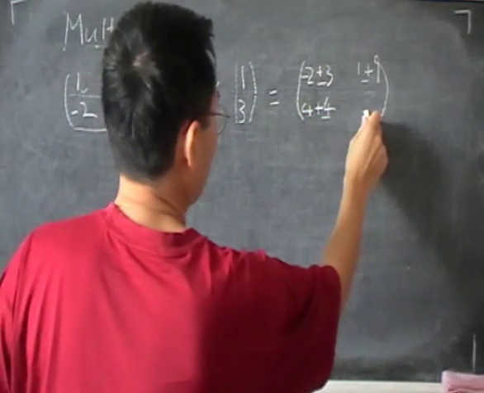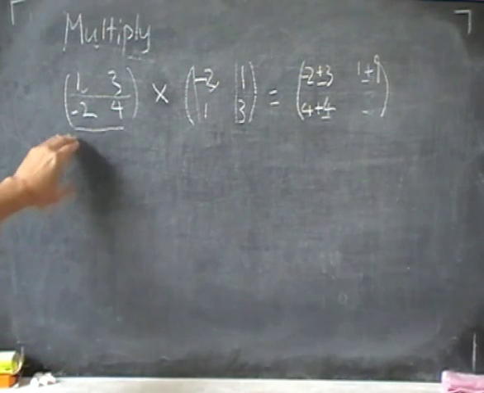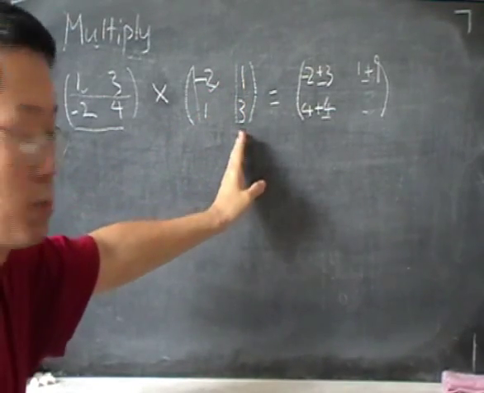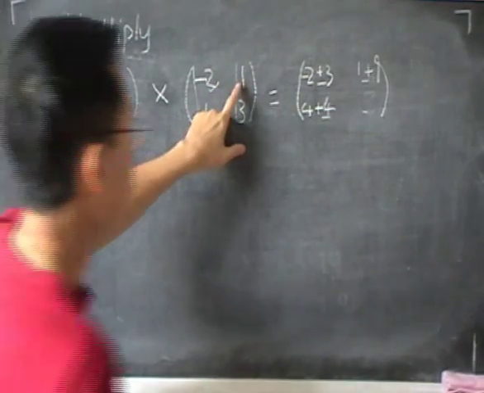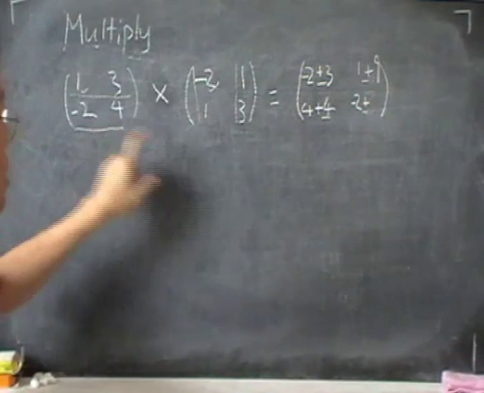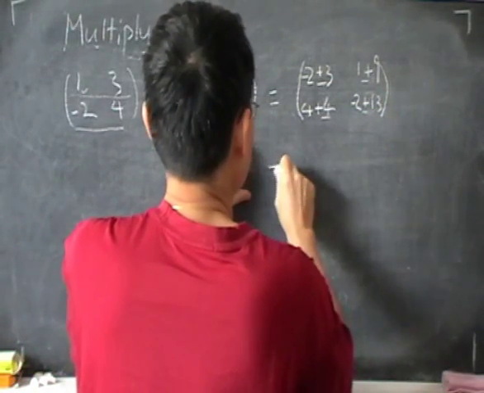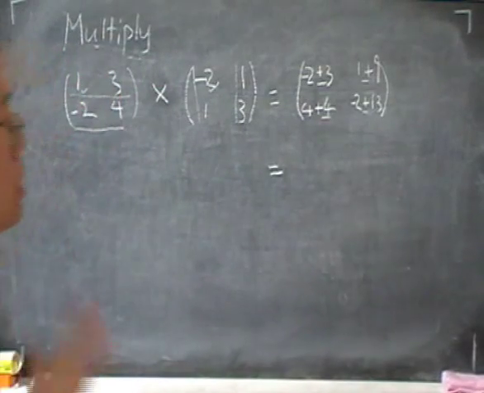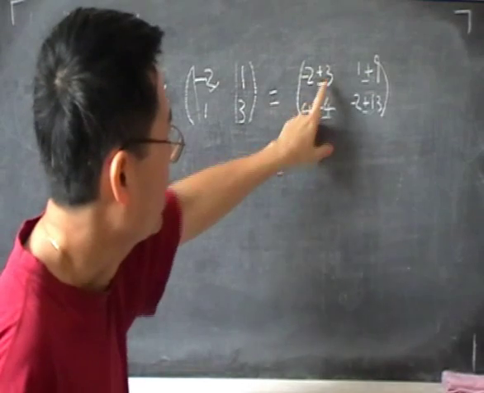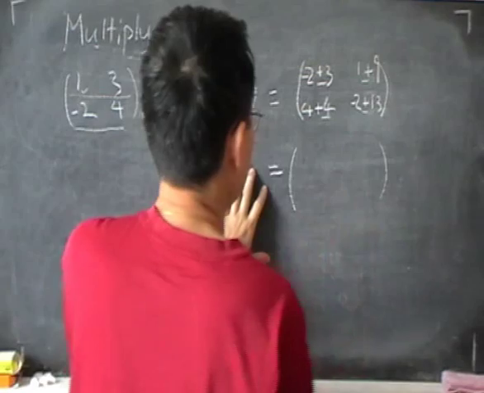And for the last one, second row, second column, I would use the numbers from the second row and the second column. So minus 2 times 1 and 4 times 3. So this is how we get the answer. Then we would add up all of these to get each of the numbers.